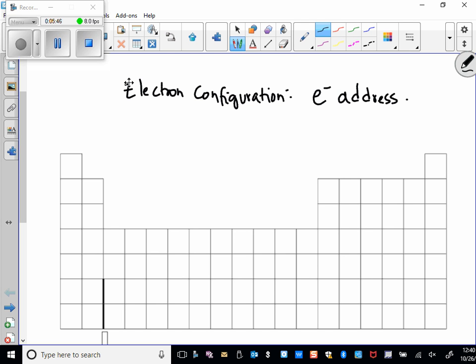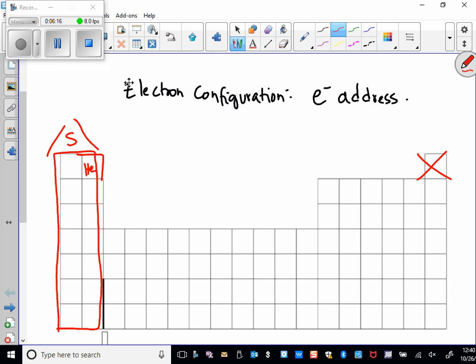Now, you do have a blank periodic table, as a paper copy. I want you to do this on your periodic table. Cross out helium, and write helium there in this area. Now, this whole block is called the S block, meaning the last electron will enter an S orbital.